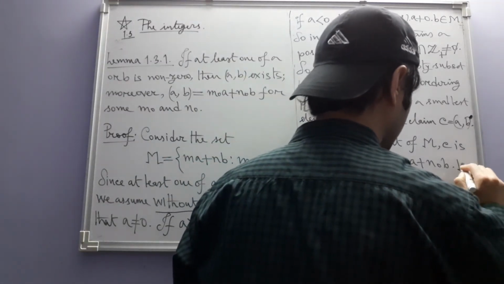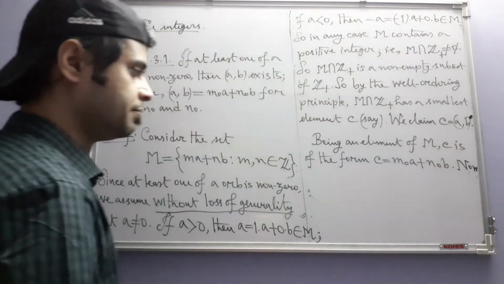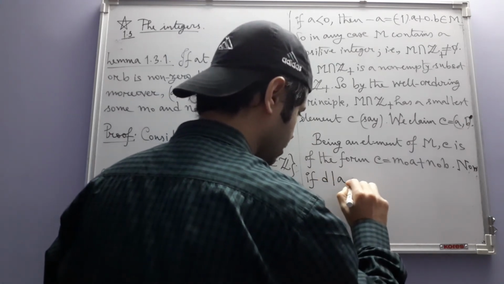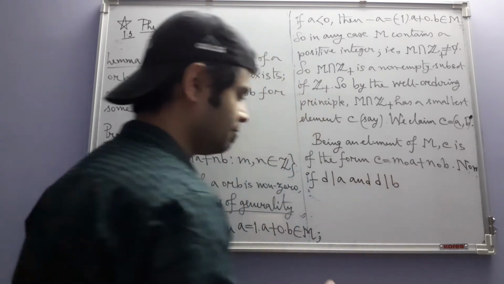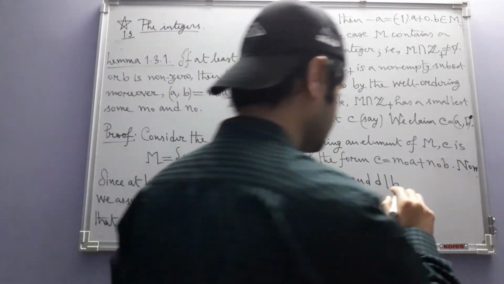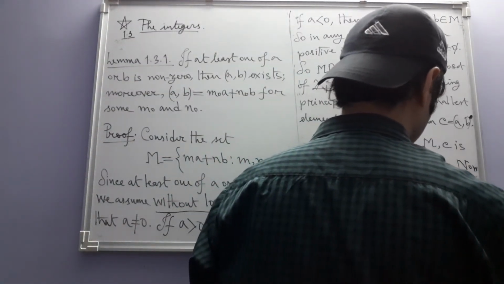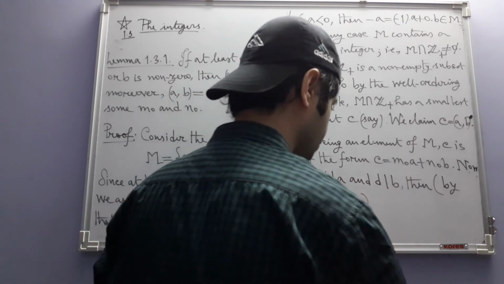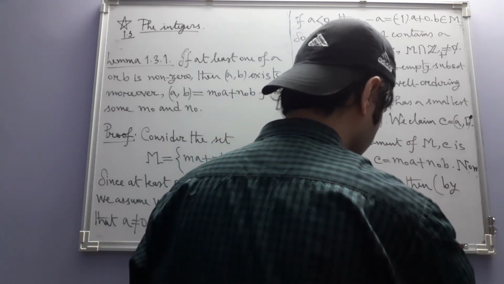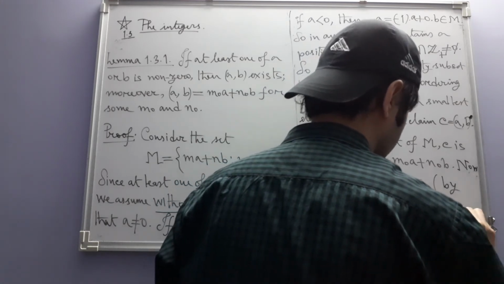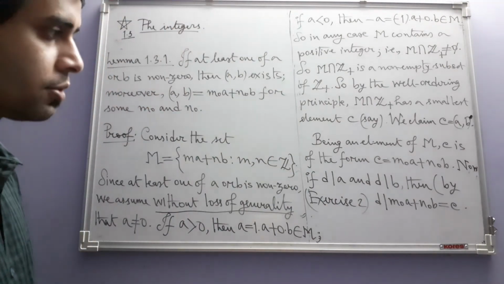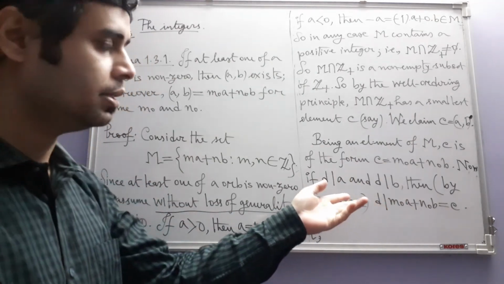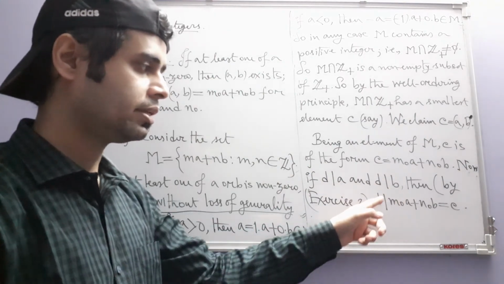Okay. Now, if D divides A and D divides B, if D is an integer that divides both A and B, then by exercise 2, D divides M naught A plus N naught B, which is equal to C. So you can see that here we have actually proved the second condition for C to be the GCD. If D is a common divisor of A and B, then D divides C.